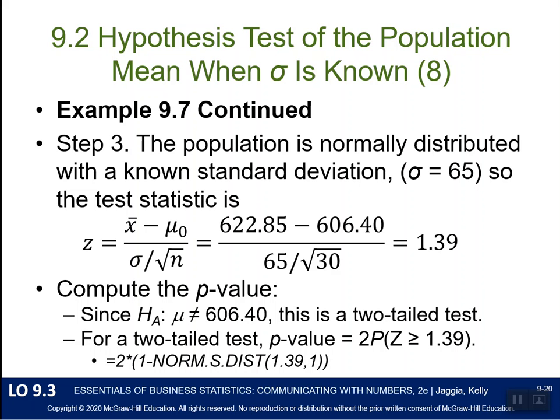norm.s.dist. Now the reason we're doing 1 minus is because otherwise it returns a left-tailed test. So 1 minus is going to give us a right-tailed test, and then we'll multiply that by 2 to give it to us in both tails. So we're going to plug in our z-score, and then the 1 is the second term because it is cumulative. So let's just jump over to Excel and practice this real quick before we move on.